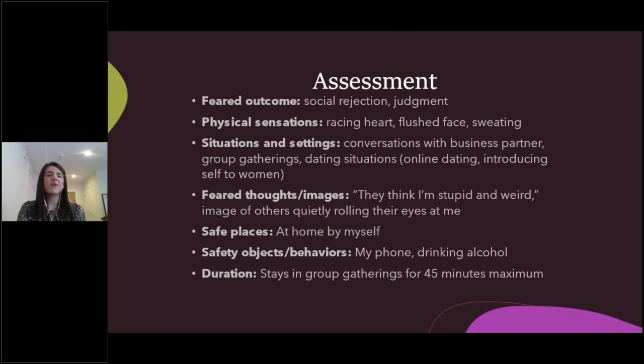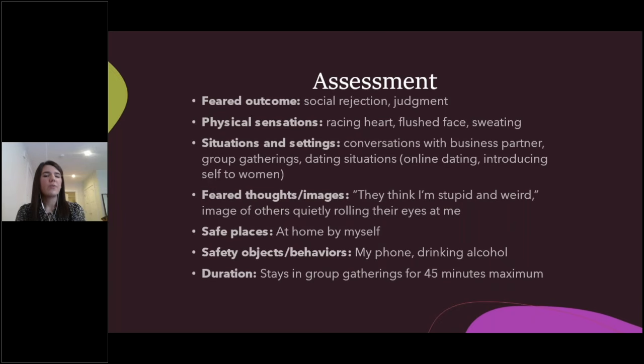All right, so if we were going to do an assessment with Tom, we would ask Tom, what is your feared outcome? What are you afraid is going to happen in social situations, in group gatherings, or when you're talking with your business partner? And his feared outcome would be social rejection or judgment.